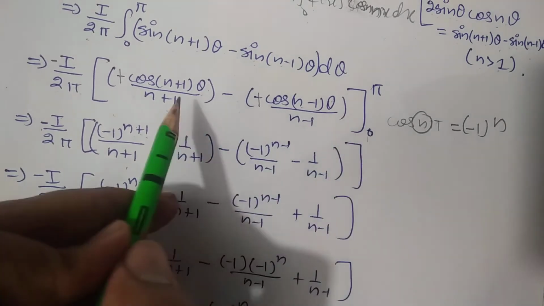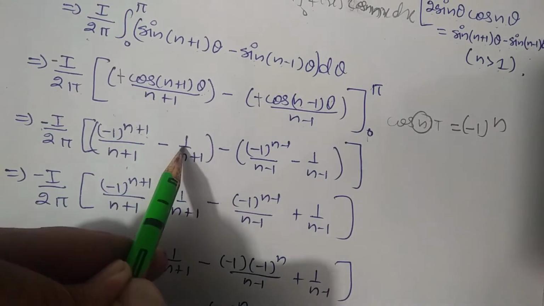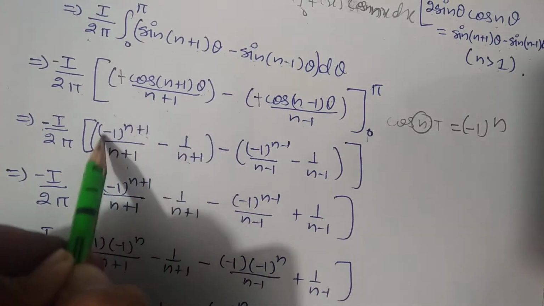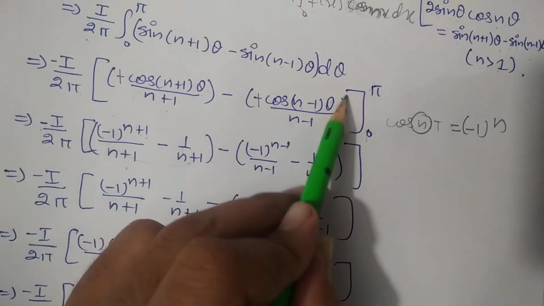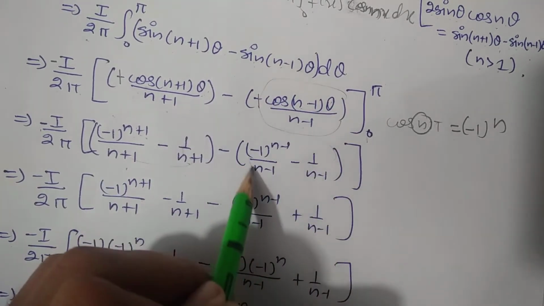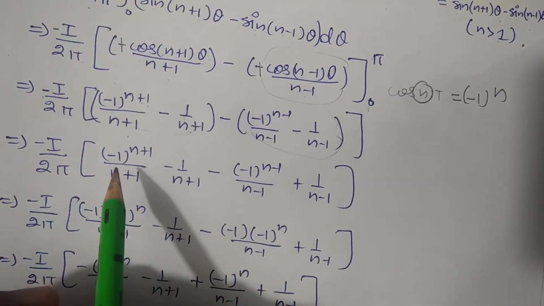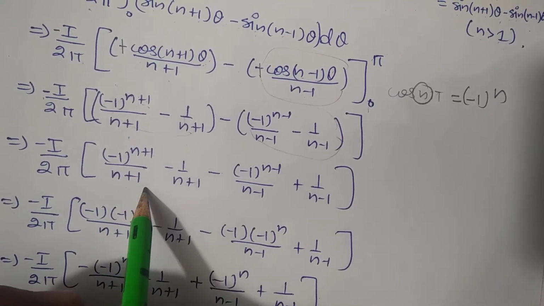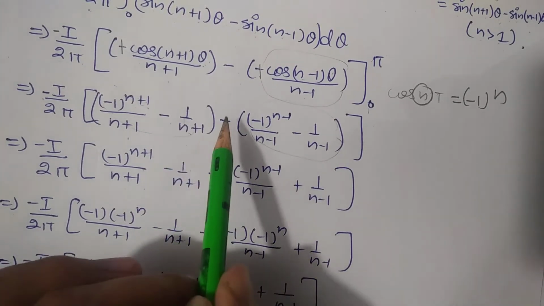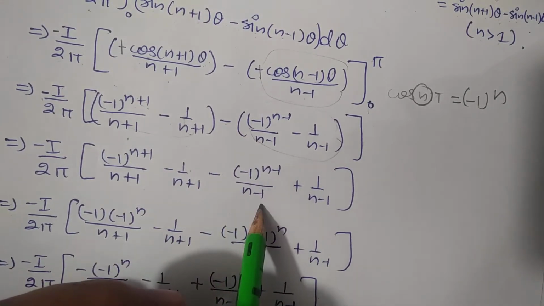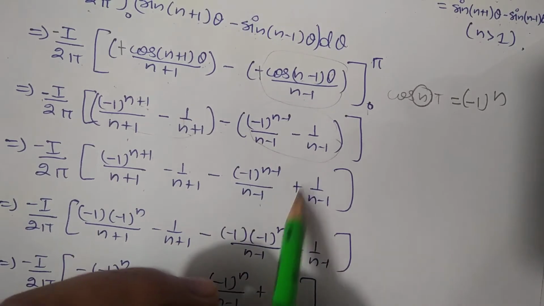Okay. Now putting cos 0, so cos 0 is 1 divided by n plus 1, so this whole value is just like that for this, and for this value we will similarly put this value like that. Okay. Now solving it further, we will get (-1)^(n+1)/(n+1) − 1/(n+1).